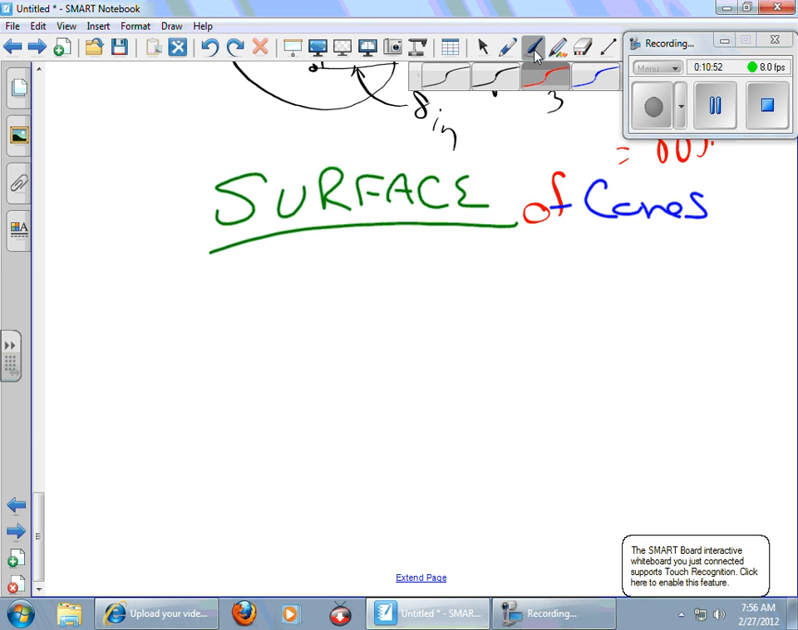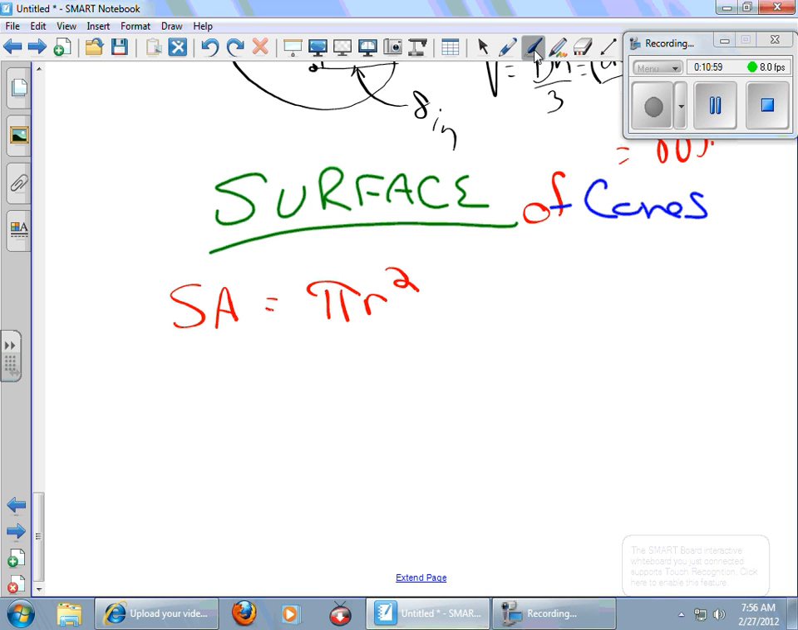All right, the surface area of a cone is pi r squared, that would be the area of the circle, plus pi r l. All you need to know is what's L. L is the slant height. The slant height.